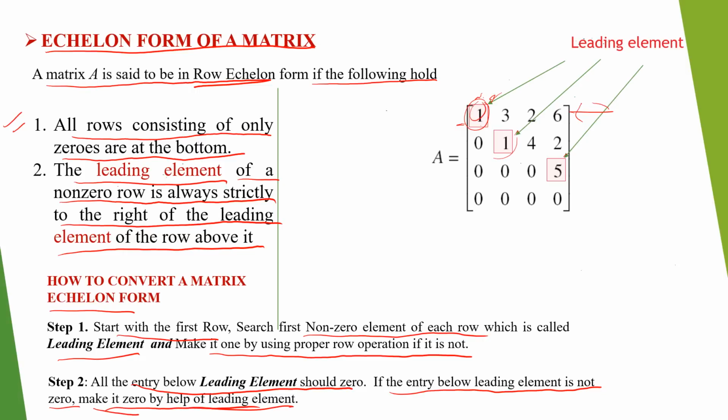And the process is repeated. Come to the second row, search for the first non-zero element, suppose this one, this is already 1. Then with the help of that 1, make this 0. And then come to the third row, search for the non-zero element, that is 5. Then make it 1, and make the elements below it 0 by that leading element.